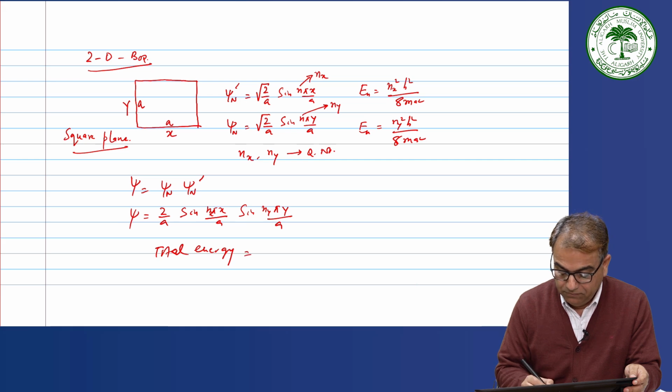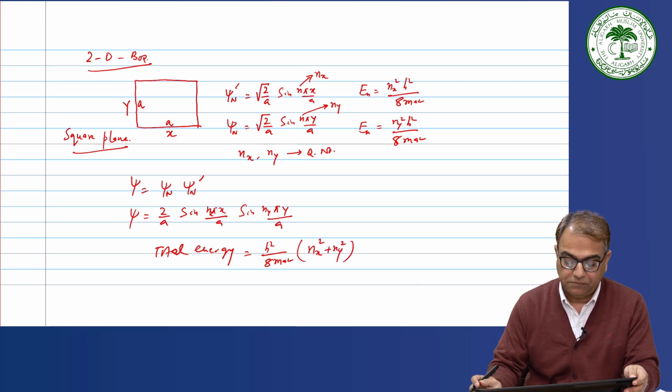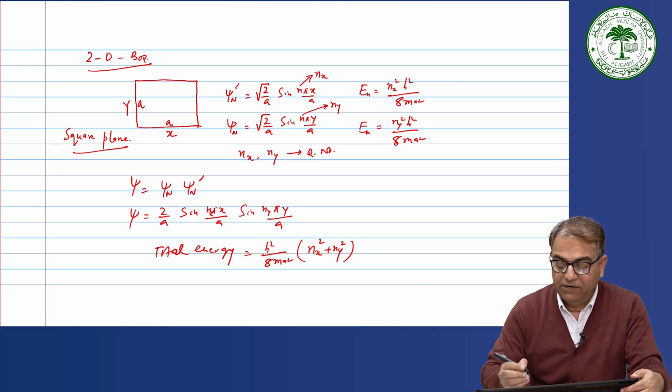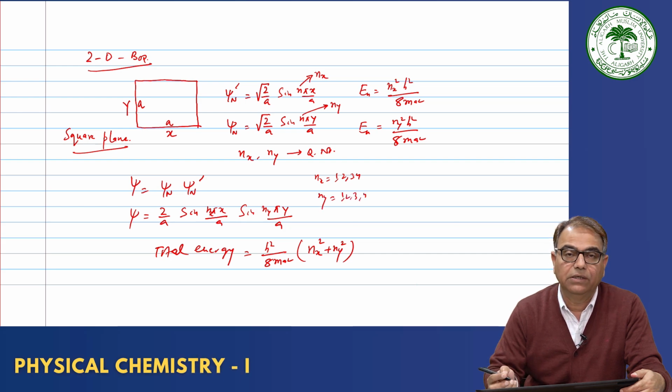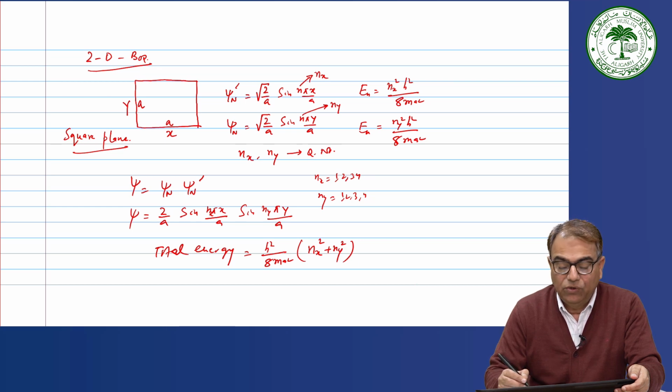So the total energy we can write as h square divided by 8ma square times nx square plus ny square, where nx can be 1, 2, 3, 4, and ny also could be 1, 2, 3, 4, all integer values. The solution will remain the same, except for one thing, the separation of variables, which you will have to do. I will explain this in detail when we go to the 3-dimensional box, so I am skipping that part here in the 2D box. But the solution is this one.